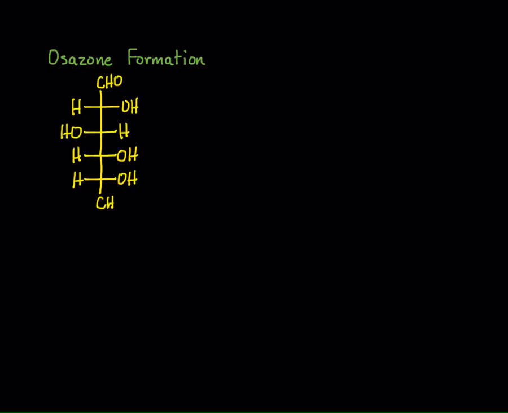The next reaction of carbohydrates is kind of an interesting one. It's called the osazone formation. This is where we take a carbohydrate and we react it with three equivalents of phenylhydrazine. So again, I'm going to use D-glucose as my example, and I'm going to react D-glucose with phenylhydrazine.